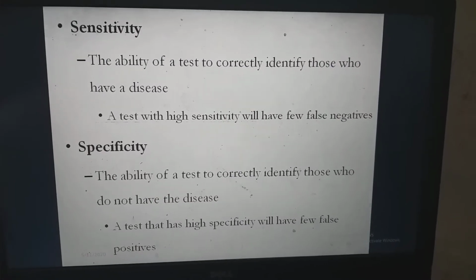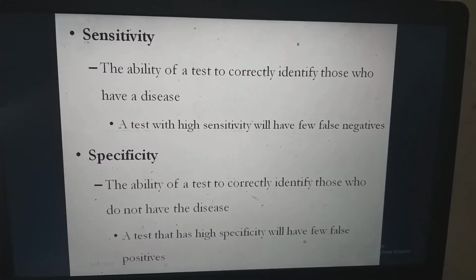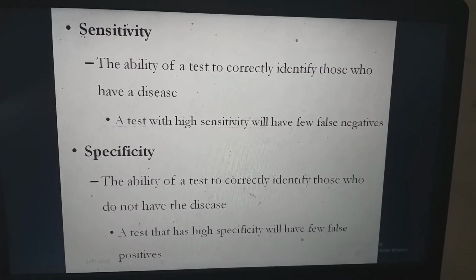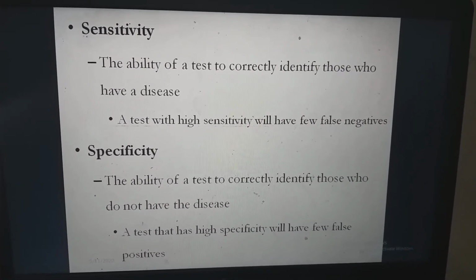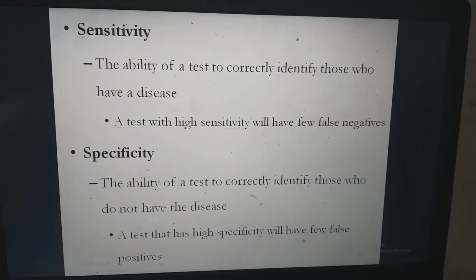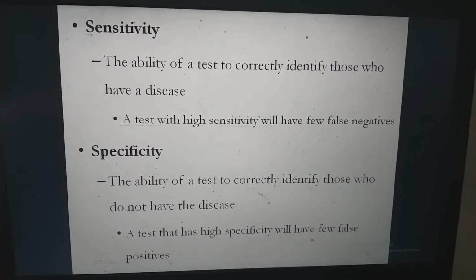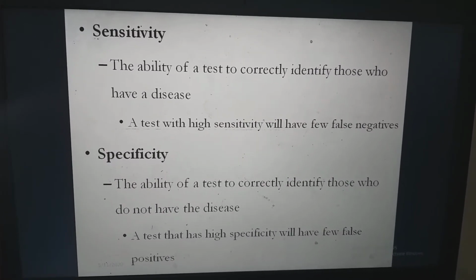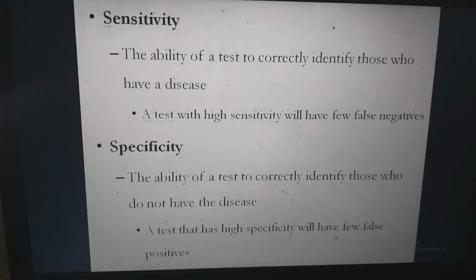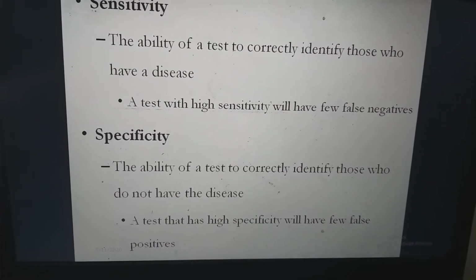Sensitivity is simply about disease. Specificity is about non-diseased. Sensitivity is the ability of a test to correctly identify those who have a disease. So when we do a test and the test is positive, it should be a true positive, not a false positive. A test with high sensitivity will have few false negatives. Therefore, it is concerned with the disease.